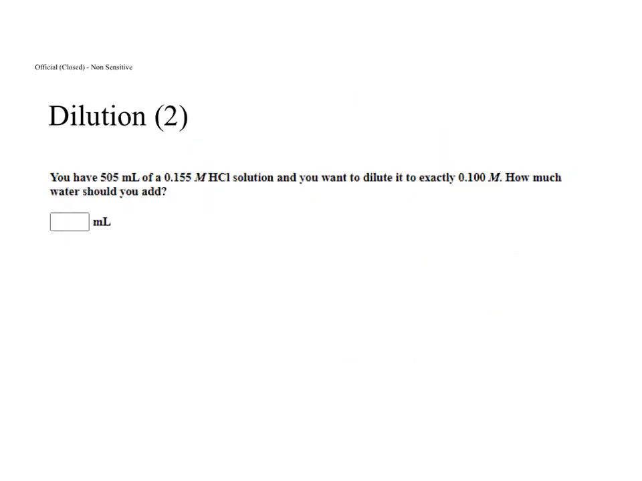Let's try another dilution question. You have 505 ml of 0.155 molar HCl solution, and you want to dilute it to exactly 0.100 molar. How much water should you add? So again, let's draw a diagram to represent the question. You have 0.155 molar HCl solution, and the volume is 505 ml.